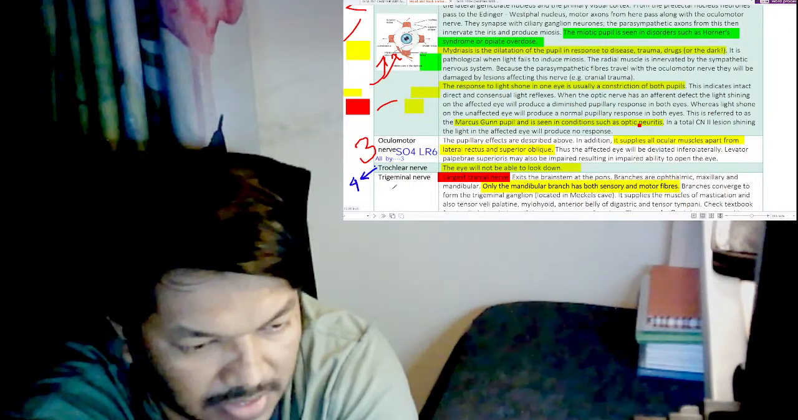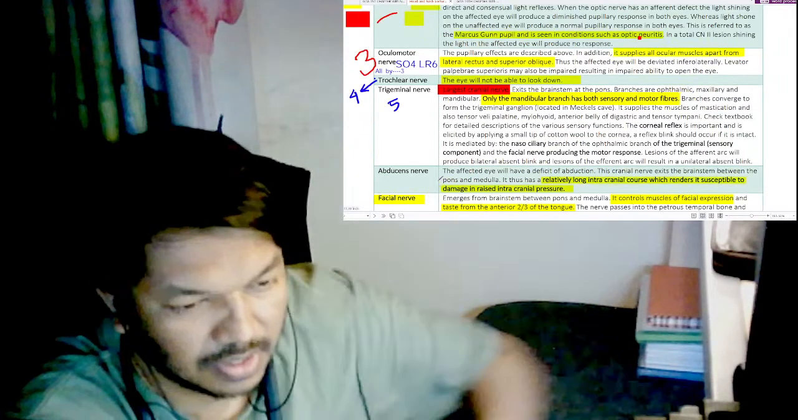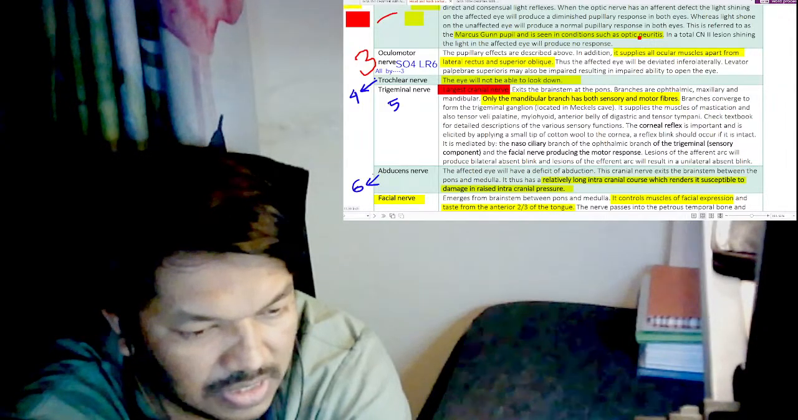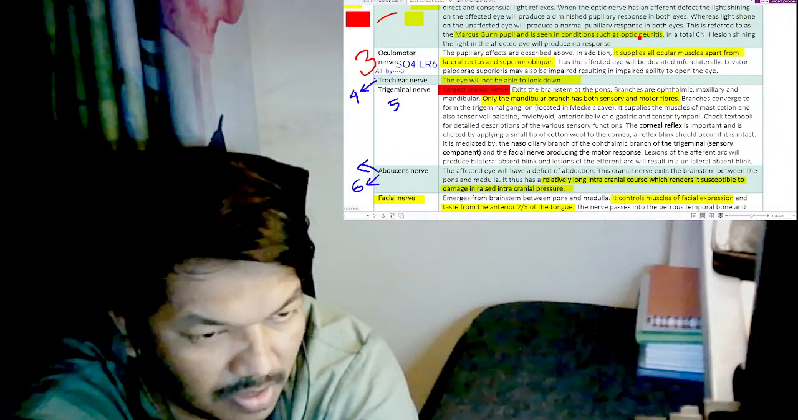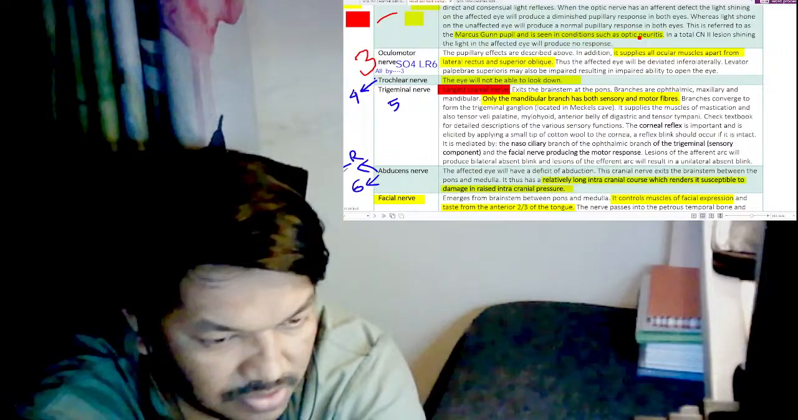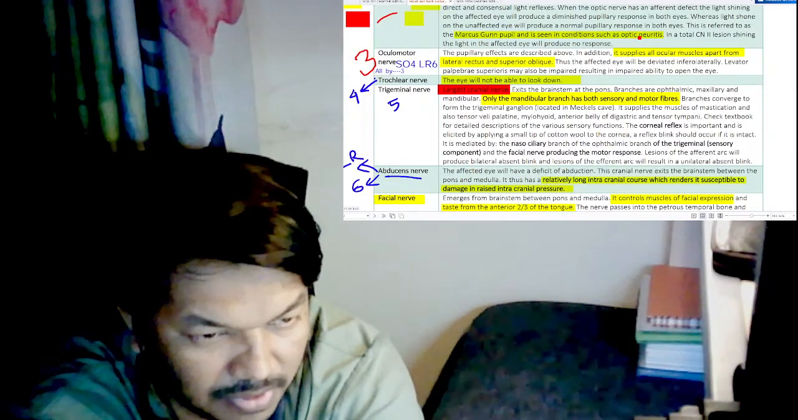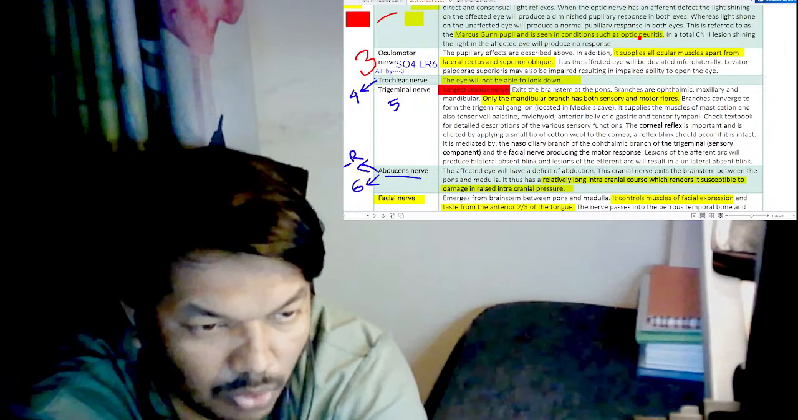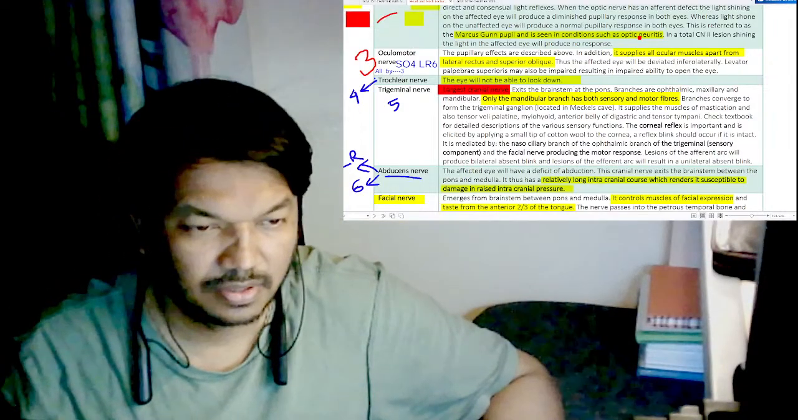Trigeminal is number 5, and abducens is number 6. So six is supplied by which one? LR6. The lateral rectus muscle is supplied by the abducens nerve. Superior oblique is supplied by the trochlear nerve. All other muscles are supplied by the oculomotor nerve.